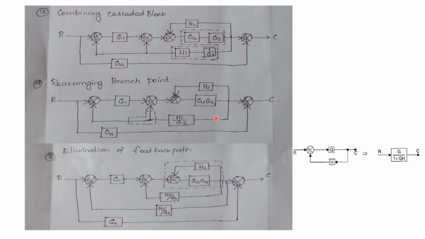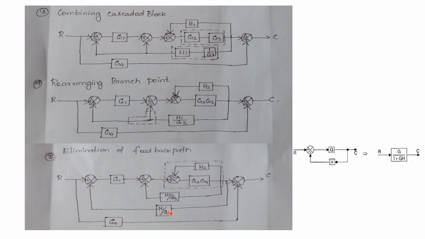So what we have to do is split this into two loops. From this branch point H1 by G3 is given here. Similarly, from this branch point we can give this H1 by G3 to this summer. So we write it as rearranging of the branch point. This operation you put as a dotted line here. In the next step we are rearranging the branch point: from here to here there will be a branch with the gain of H1 by G3, and again from here to here there will be a branch with the gain of H1 by G3. Now we can easily apply the formulas.